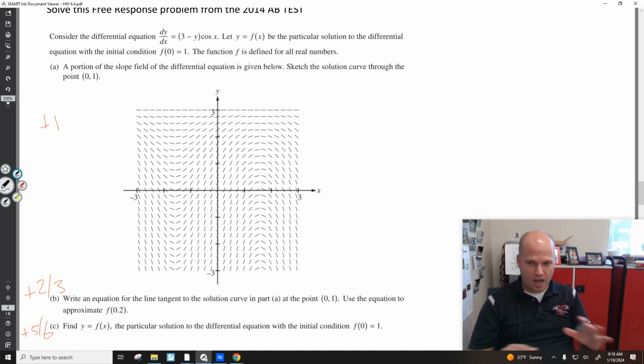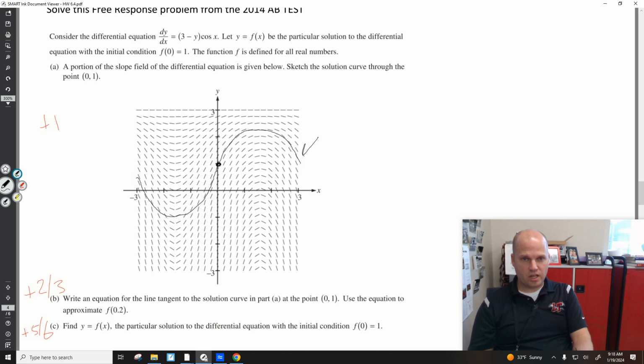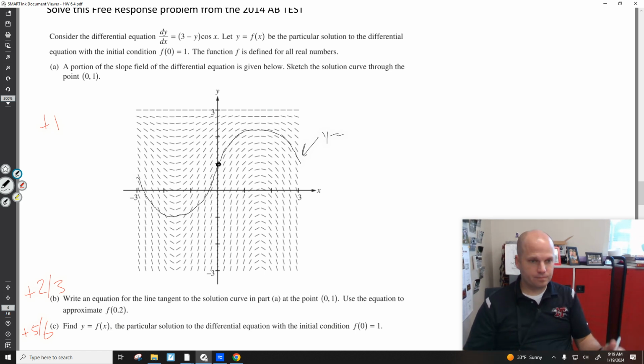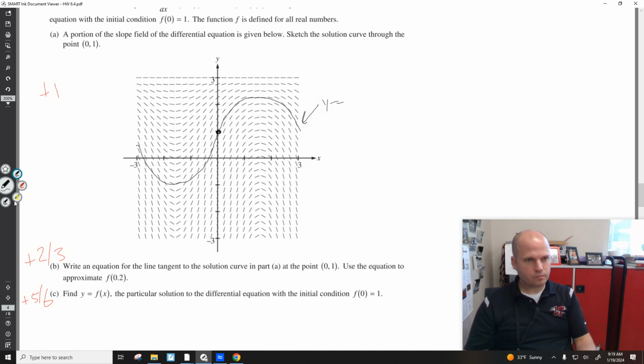Part B does not involve solving the differential equation. It just involves finding a tangent line. Unit 4 comes back. Part A says, here's the slope field. I created it for you. What would a solution look like through the point 0, 1? Here's the point 0, 1. All you have to do is say, okay, this equation fits my slopes. Whatever my solution is, it's going to look like that if I graphed it. That's it.